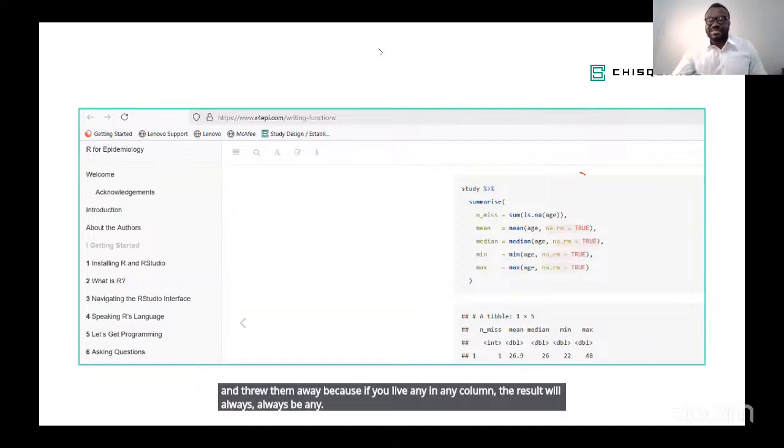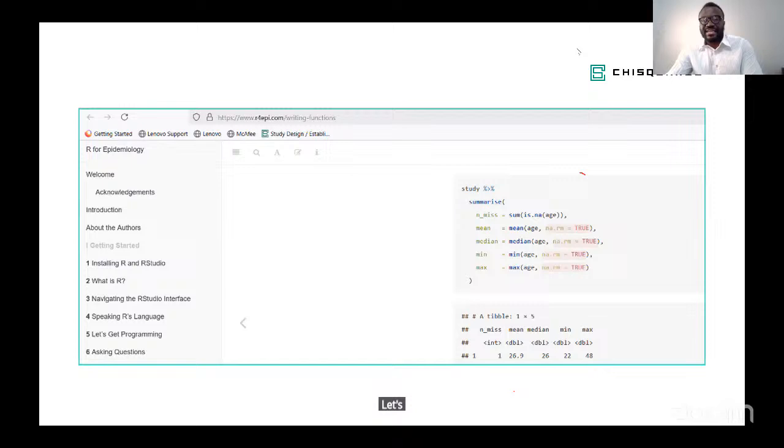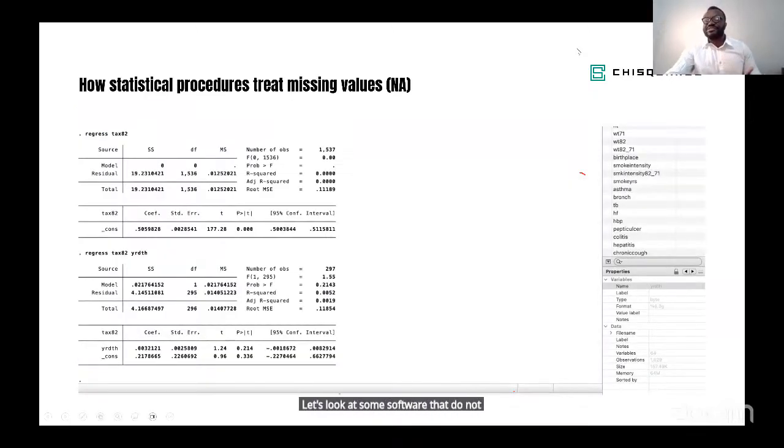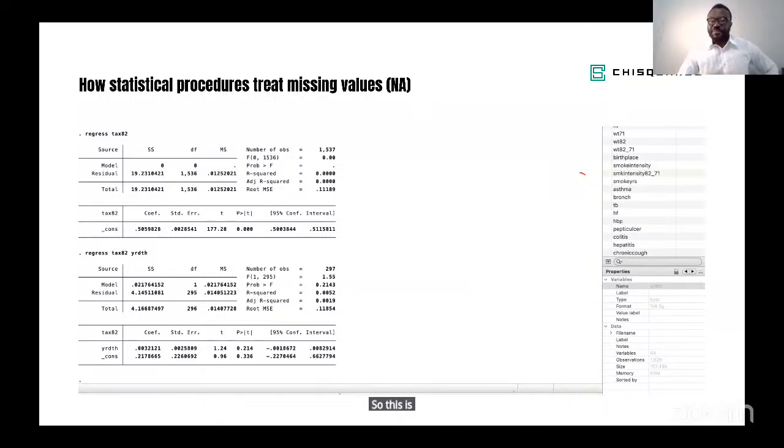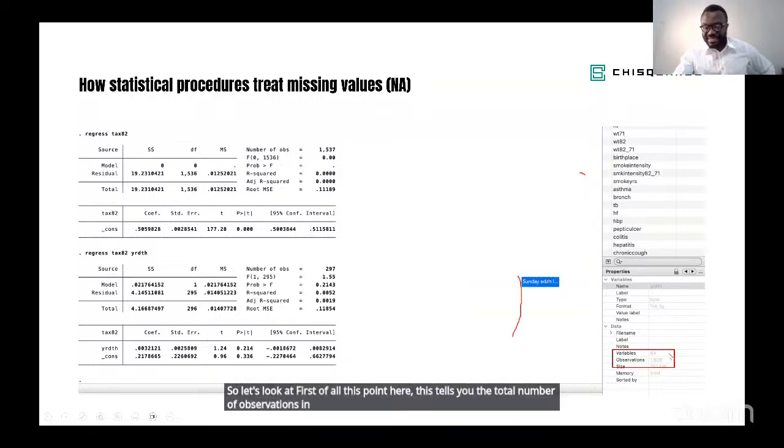All right, let's look at some software that do not specifically ask you to specify NA, and let's still see how that behavior holds true. So this is Stata. I'm sure some of you are familiar with that interface. So let's look at, first of all, this point here. This tells you the total number of observations in this data set. And this is, sorry, my vision is just very poor.